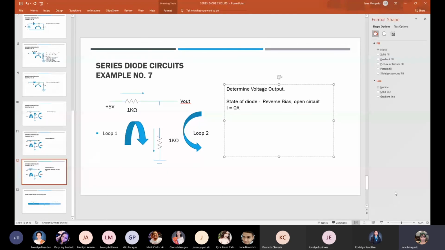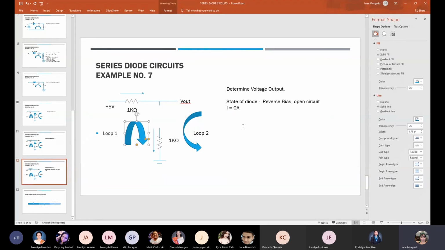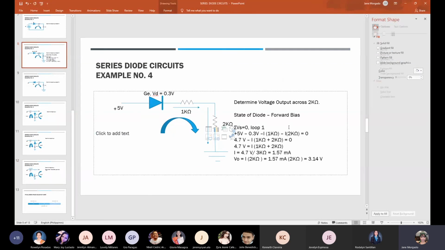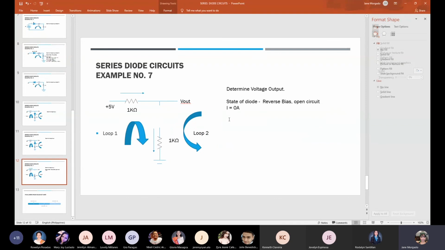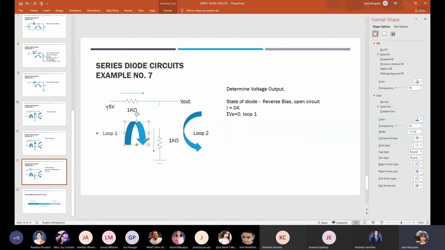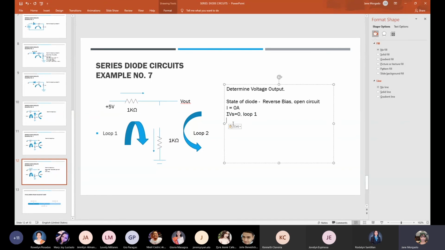Ah, hindi. No, this time, Vout is not equal to zero. Bakit? So, ayan, loop one tayo, okay? Mag-loop one tayo. Establish natin yung equation. Starting from the supply, so saan lalabas? Positive 5. And direction of the current, same direction as the loop. So therefore, minus IR. I times 1K. Plus I times 1K.